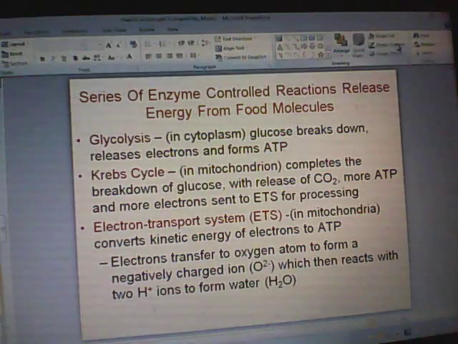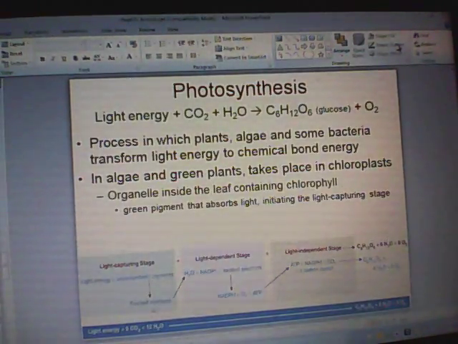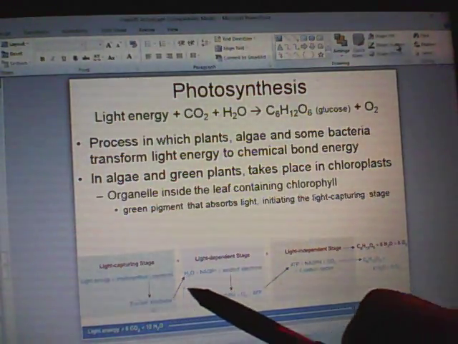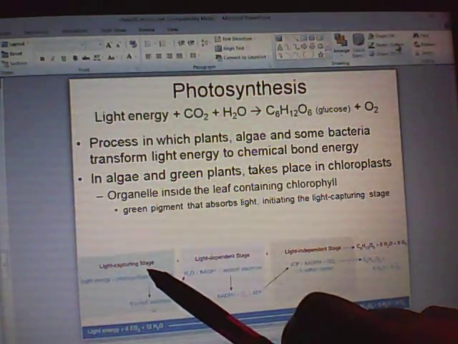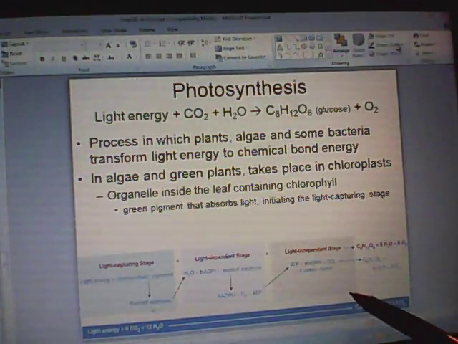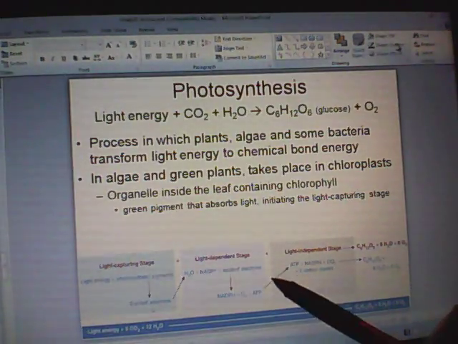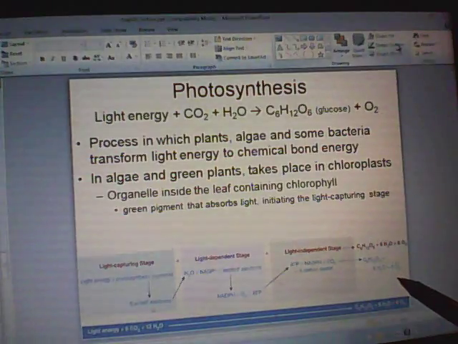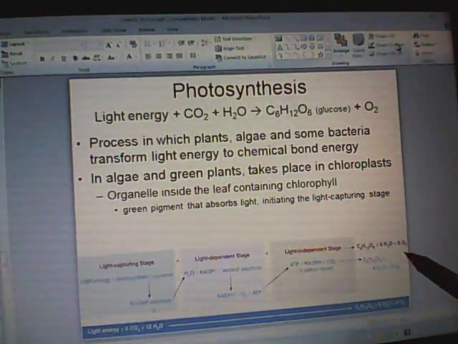It doesn't deny, but it accepts the electrons. All right. Photosynthesis, as we said, is a process that takes place in the chloroplast, and it also is used to make ATP. And so as you'll see here, it has 3 stages: light capturing, light dependent, and light independent. And all of this is done to generate ATP so that we can then make glucose, water, and oxygen.